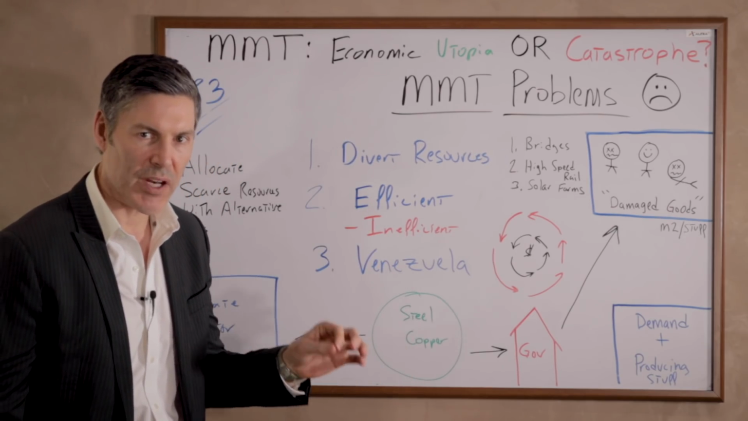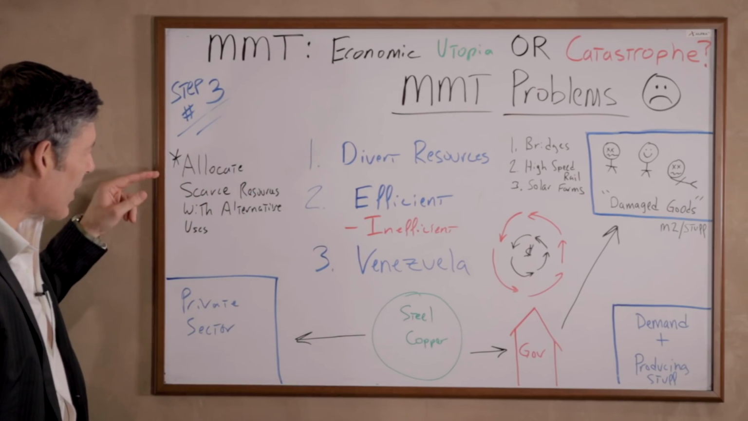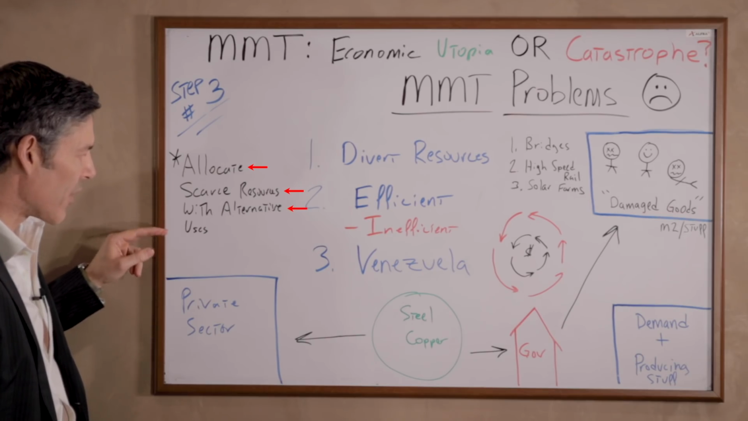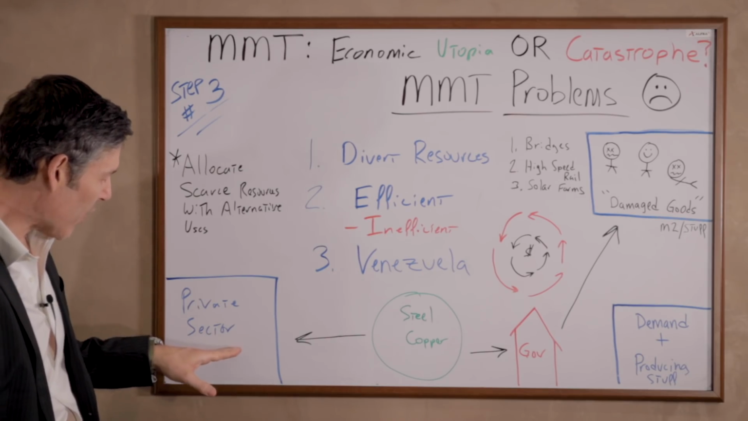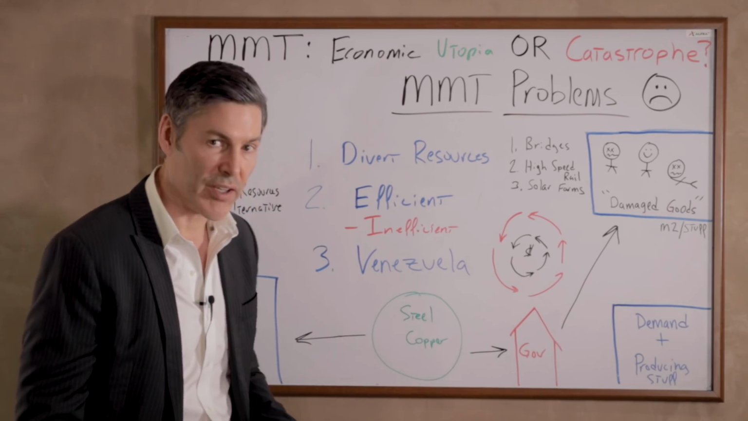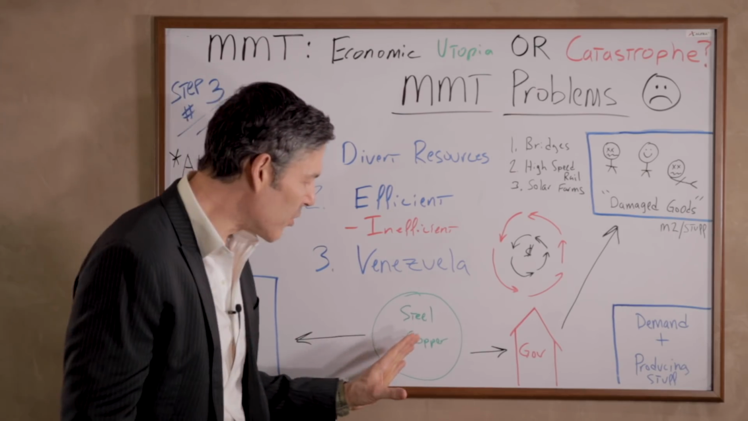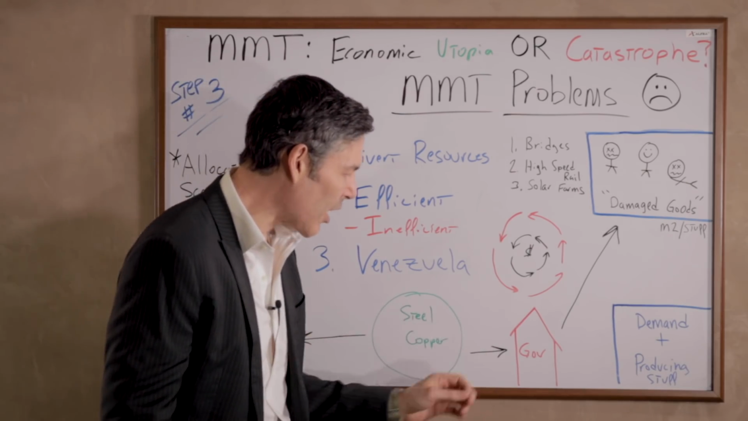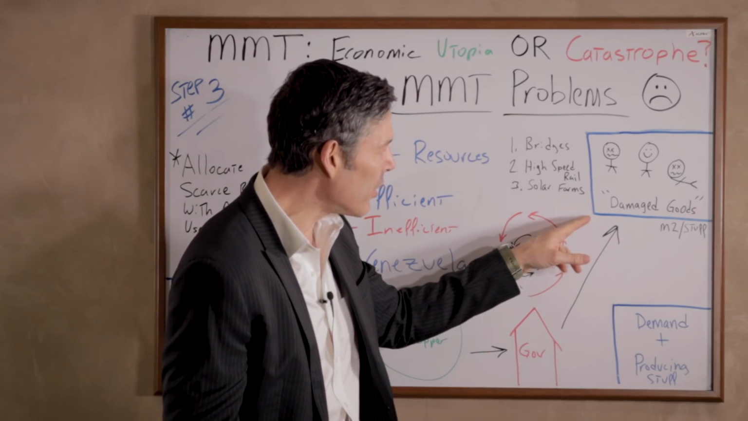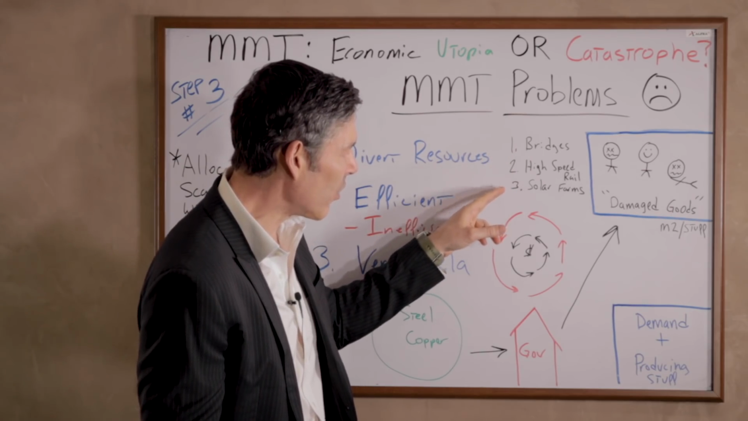If you guys watch my videos, you know that one of the keys to a productive economy is that it allocates scarce resources with alternative uses very well. As an example, we've got the private sector here, the government here. In the middle, we have our scarce resources. Let's use steel and copper. So the government would take some of this steel and copper from the private sector and allocate it to the unemployed people that they have building the bridges, the high-speed rail, and the solar farm.